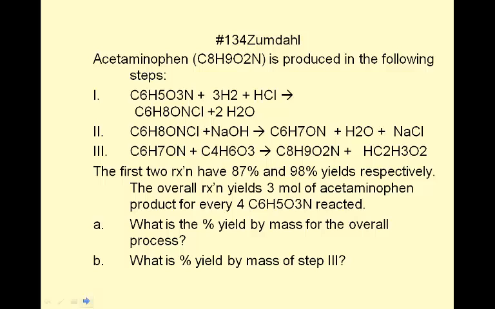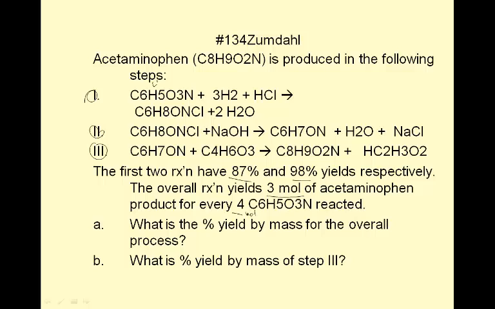The first two reactions have 87% and 98% yields respectively. The overall reaction yields 3 moles of acetaminophen product for every 4 moles of that reactant. What is the percent yield by mass for the overall process? Okay, so the overall reaction yields 3 moles of acetaminophen for every 4 moles of C6H5O3N.